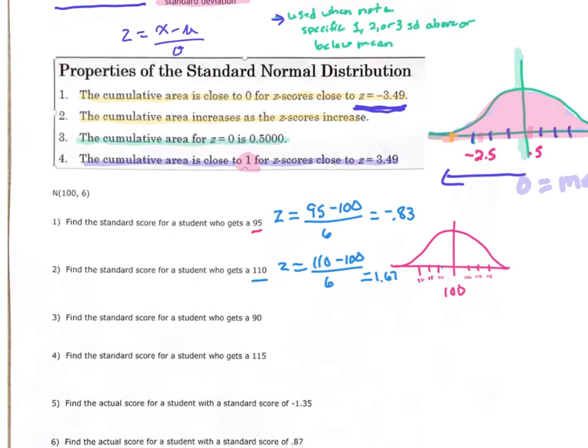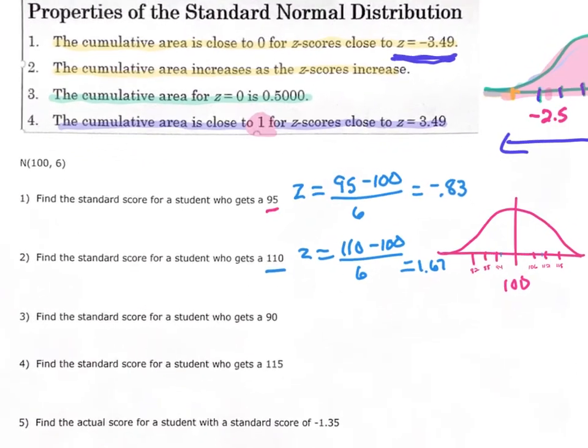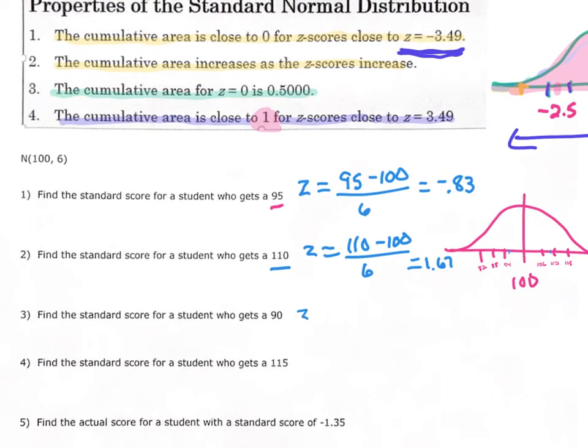Next example, we're going to do these 4. Next example, we're going to do z is equal to 90 minus 100 all over 6. And in this case, we get that z is equal to negative 1.67. So that means we are about right here.